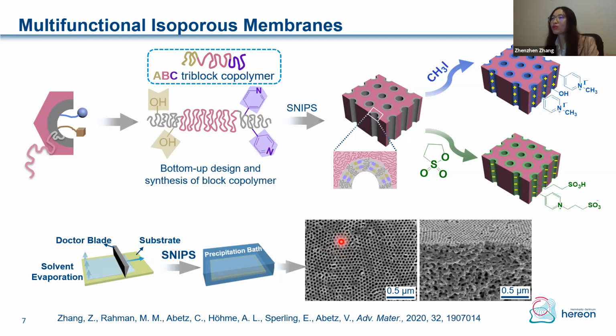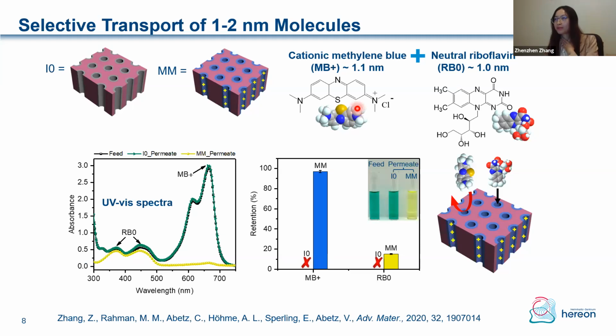Afterwards, we produce the isoporous membrane by SNIPS. And furthermore, we decorate the nanochannels with positive charge and negative charge through different post-modification methods. So now we were wondering where we could use those types of membrane. And here it's showing their separation performance.